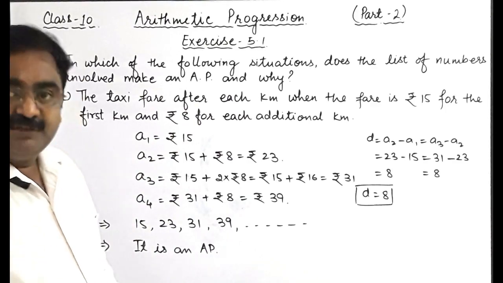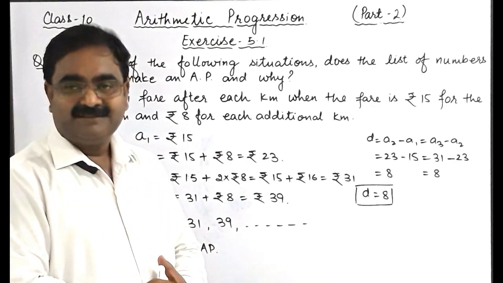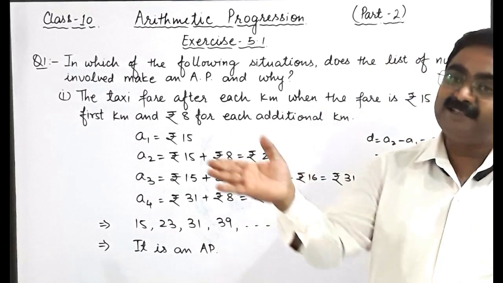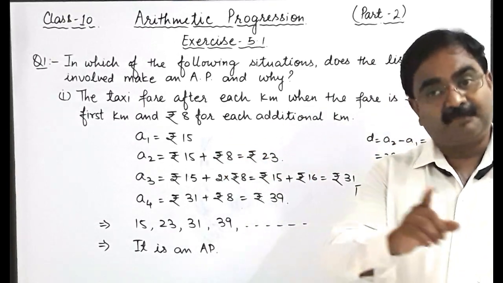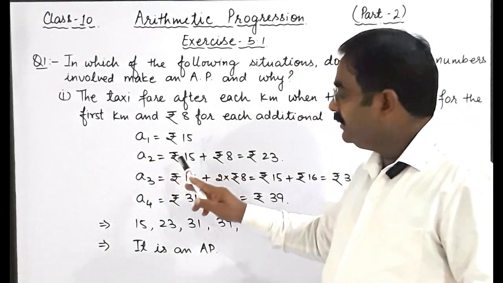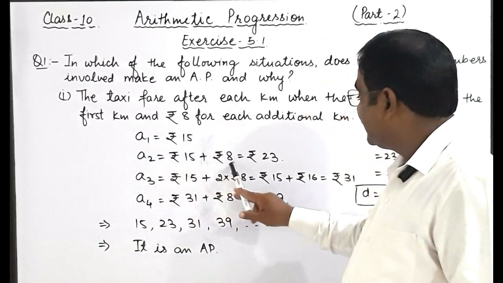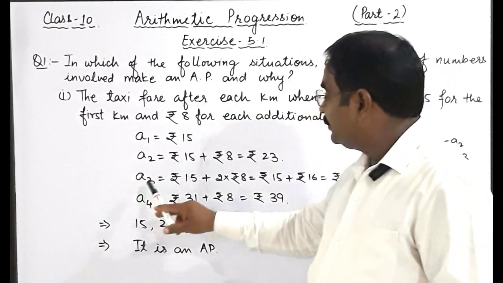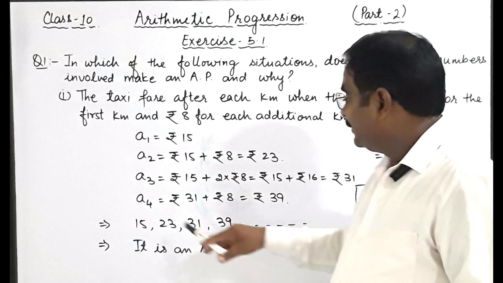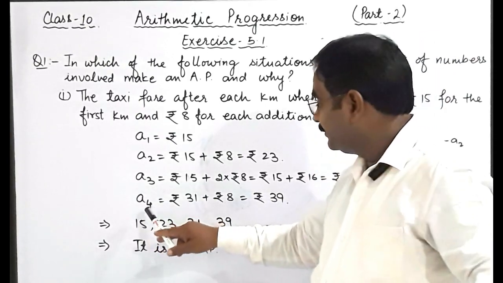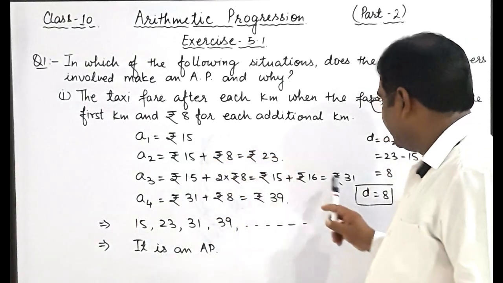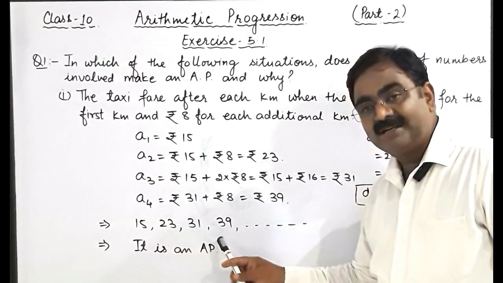If someone is travelling 1 kilometer, he has to pay rupees 15. If he is travelling 2 kilometers, then for the second kilometer he has to pay an additional rupees 8 on the 15. So for the first kilometer he pays rupees 15, for the second kilometer 15 plus 8, that is 23. For 3 kilometers, 23 plus 8, that is 31. And for 4 kilometers, 31 plus 8, that is 39. So our series becomes 15, 23, 31 and 39.